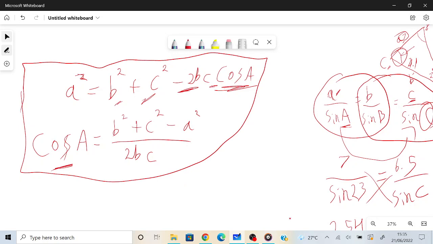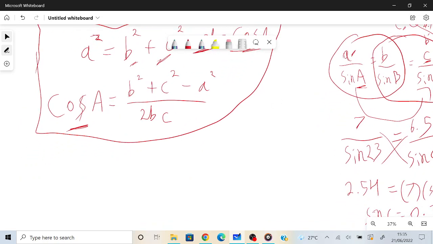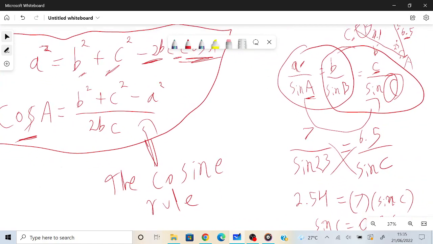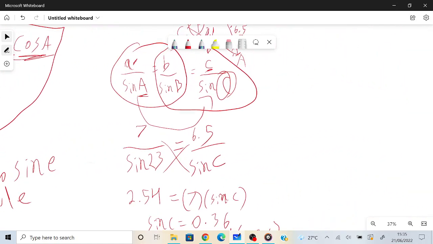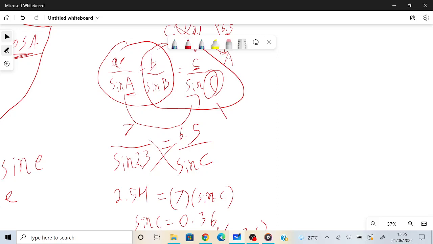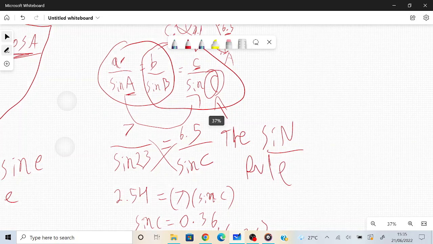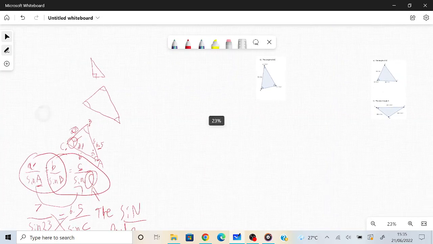So in all, these 2 formulas are known as the cosine rule, and you could say that because there is cos in it, and you may figure out this formula over here is known as the sine rule. Not sin, sine. Now, let's move on to the first example we have.